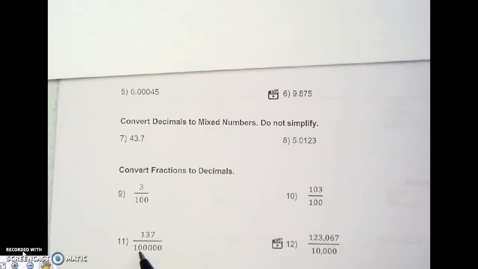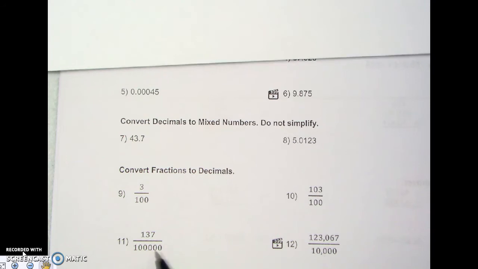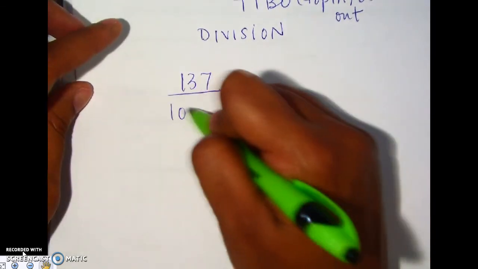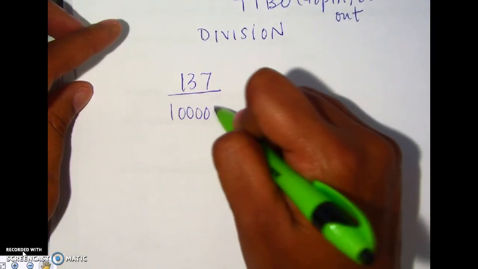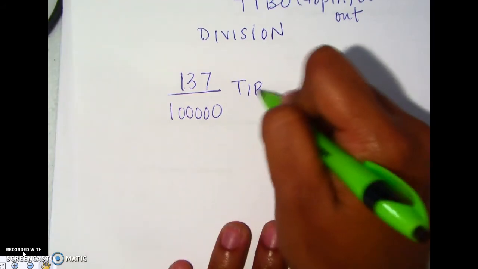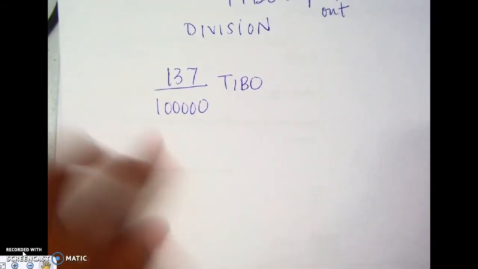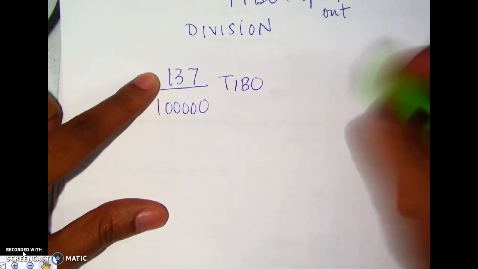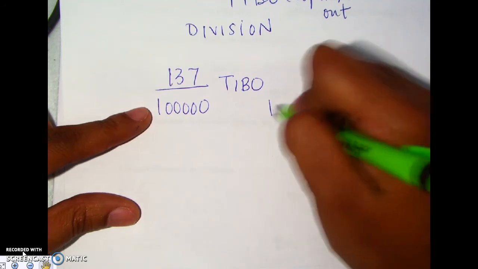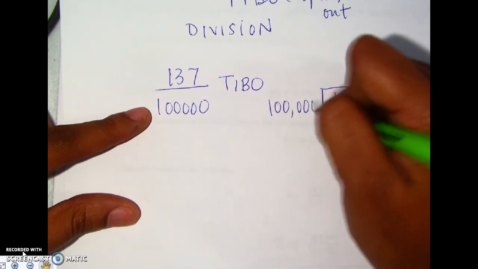Okay, so there are 1, 2, 3, 4, 5 zeros. So I have 137 divided by 100,000. So I'm going to do T-bow. The top number, which is my numerator, is going to go inside. Bottom is going to go out. So I'm going to put this 100,000 out here.